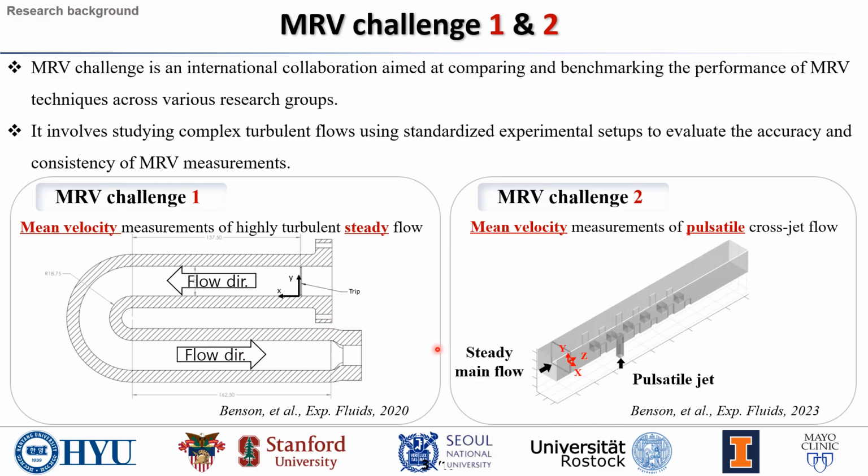The main finding of MRV Challenge 1 and 2 is that different research groups use different MRI scanners and different MRI scan sequences, and all obtained mean velocity results that show good consistency, demonstrating the reliability and good accessibility of the MRV technique.